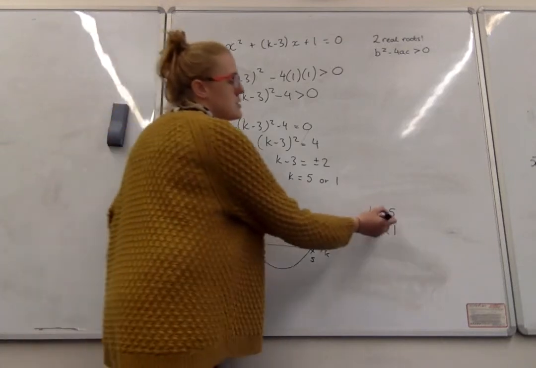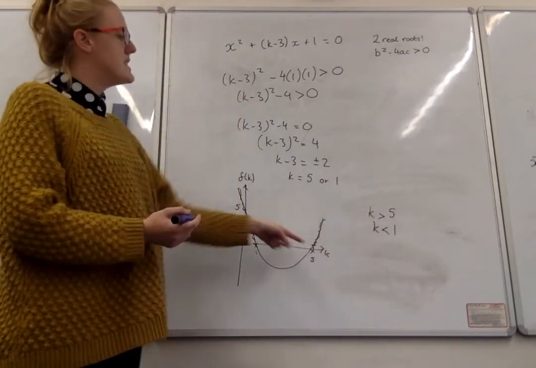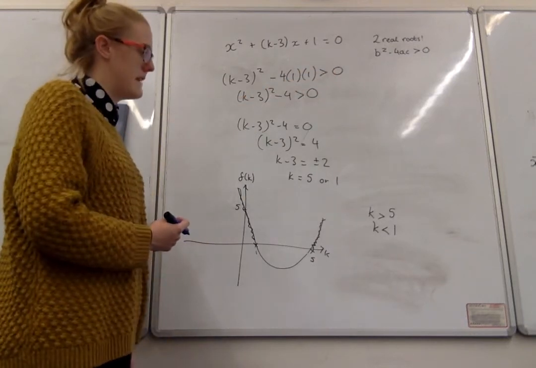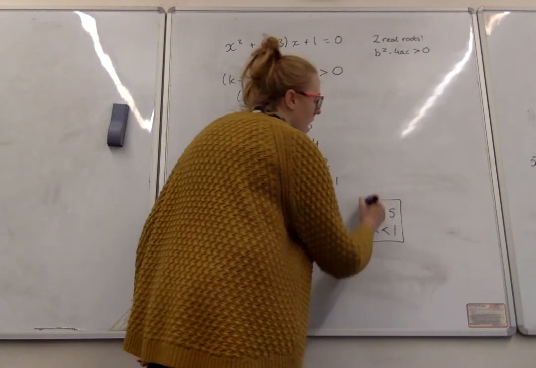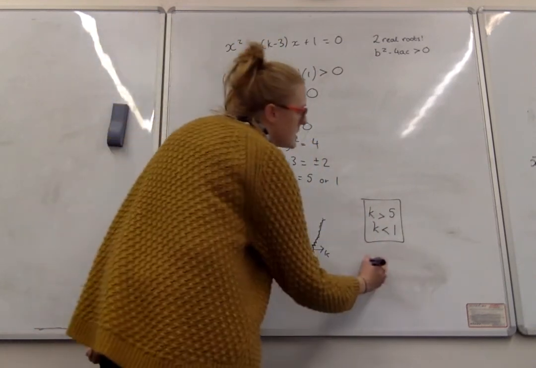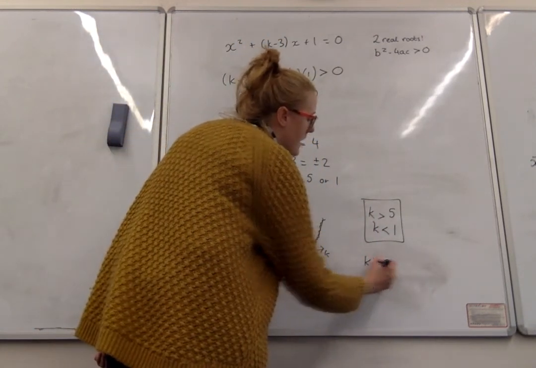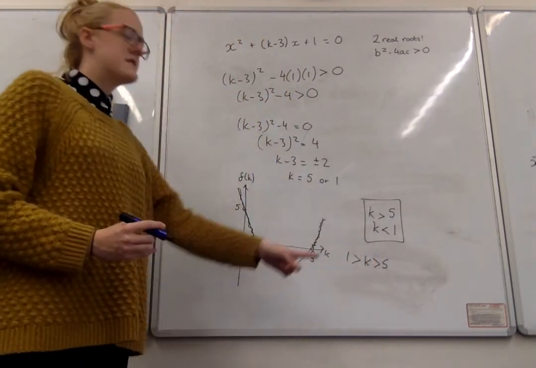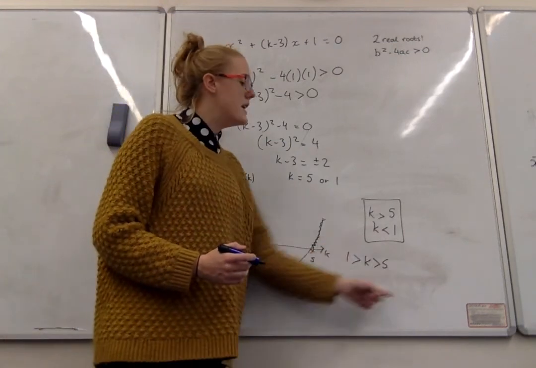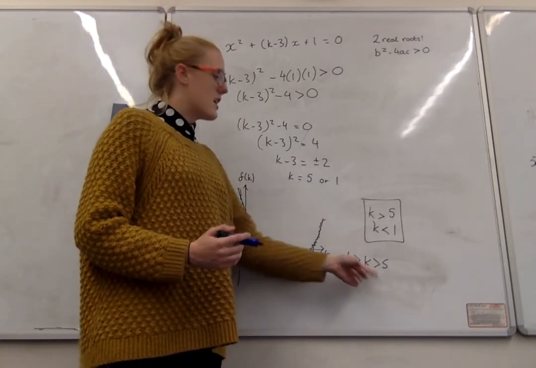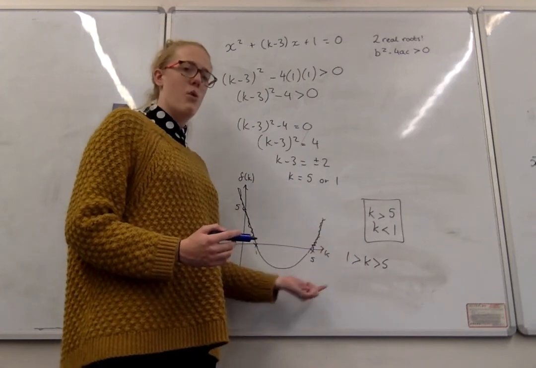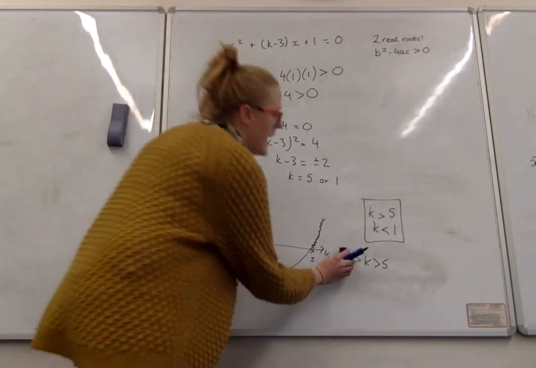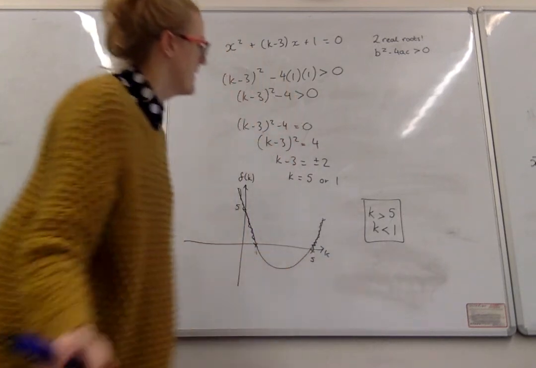Now, we're not allowed to include those values of k, because if we did include them, this would equal 0, and we're not allowed it to equal 0. It must just be bigger than that, okay? Again, another really common mistake here is that people say k must be bigger than 5 and k is less than 1. This doesn't make sense. If we write it as one inequality, k can't be bigger than 5 and less than 1 at the same time. It's either one or the other. So we can't write it as a single inequality. Okay?